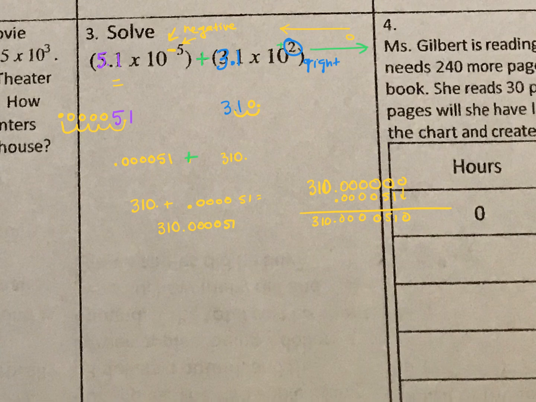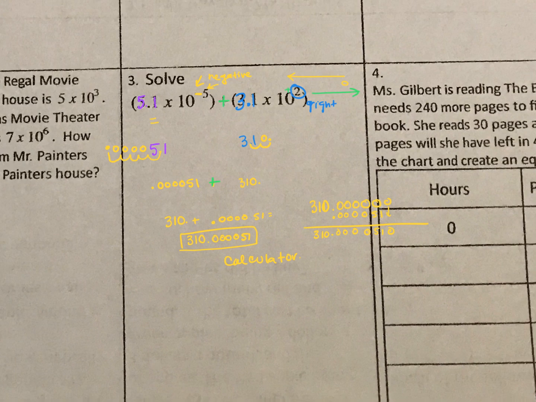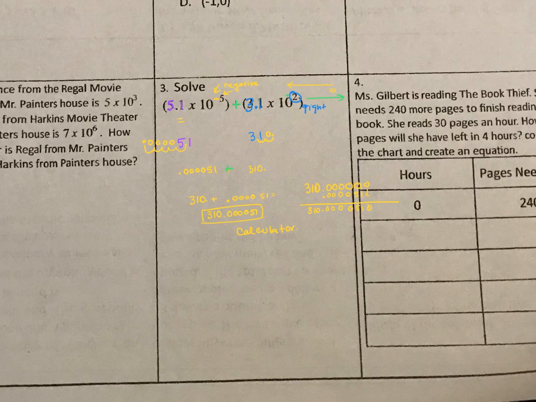310. So it's the same answer. You would use your calculator because you're going to have a calculator if you need to, okay? So again, a positive exponent goes to the right, and a negative exponent means move your decimal to the left. All right.